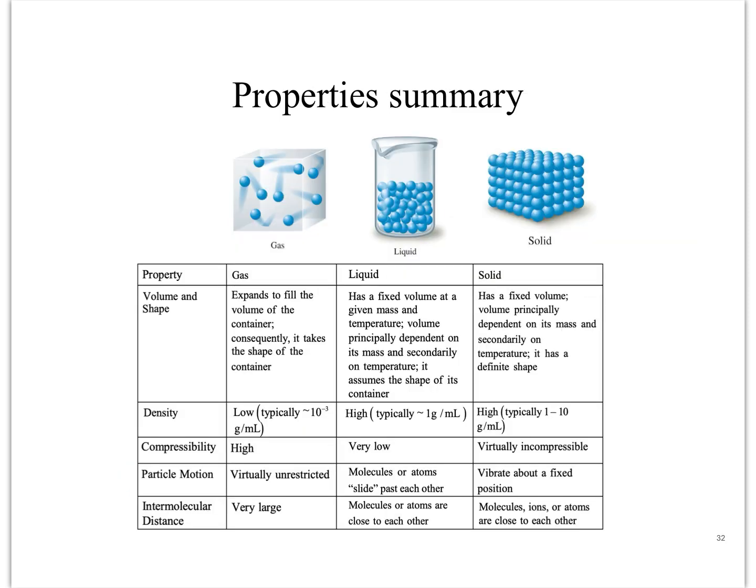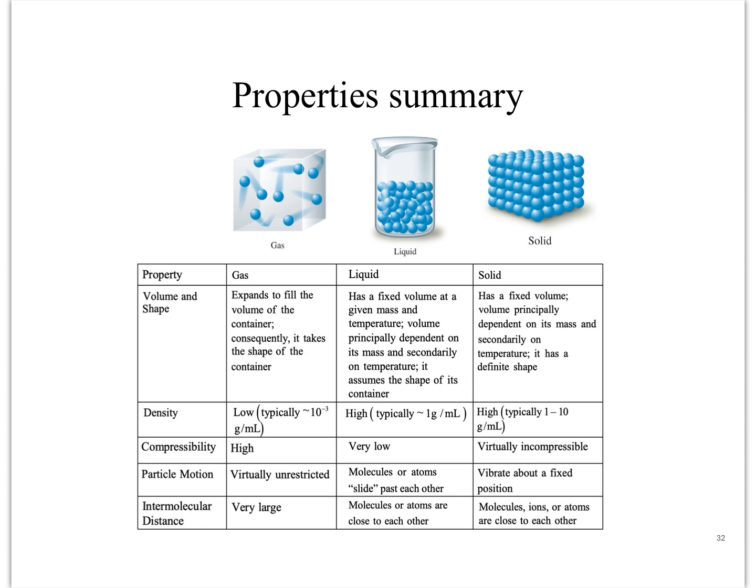Now we have learned all three major states of matter. We are going to put them together in a table to compare them: gas, liquid, and solid. Comparing volume and shape, gas can be compressed very easily, and it will take the whole container space and fill it up. The liquid has a fixed volume, but its shape depends on the container. And the solid has its own fixed volume and shape. It does not need a container to hold it.